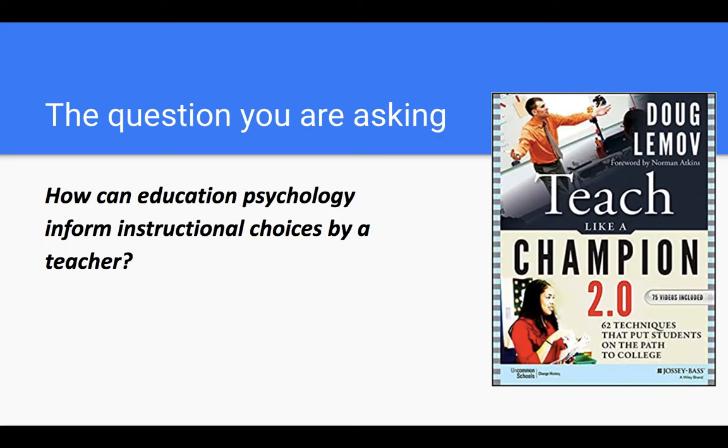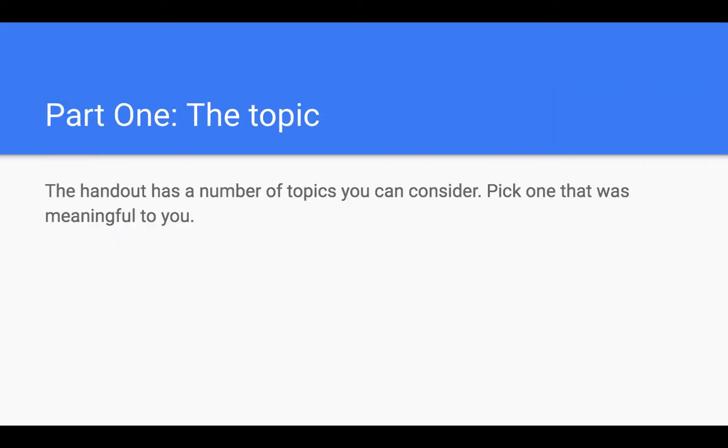We're going to use all of these techniques, these 62 techniques outlined in the book. We're going to think of them in terms of instructional choices. Those are choices the teacher has on strategies that they're going to use in their classroom to set their students up for success. Okay, so the first thing you want to do is think about your topic.